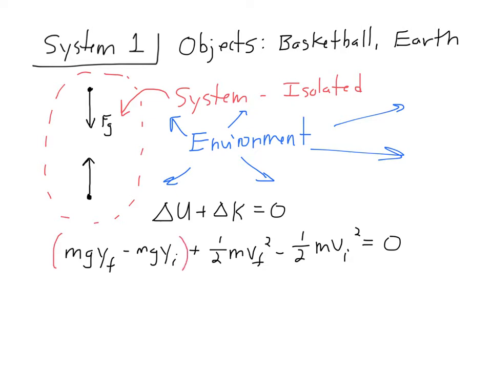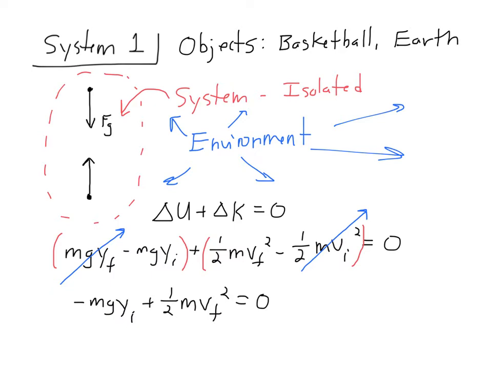The m is the mass of the basketball. Here's the change in kinetic energy of the system. Again, mass of the basketball, velocity of the basketball. So some of these are going to be 0. If I drop the basketball from rest, that means the initial velocity is 0. And I want the basketball to land at the floor, and so my final y is going to be 0.